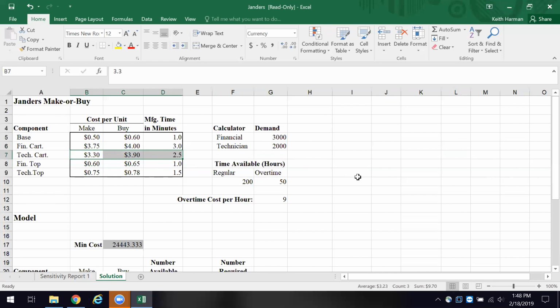Now, we've got to remember that it takes 2.5 minutes to make this component. If those manufacturing time minutes are good, then we have to ask ourselves this question: is there a way I could reduce the manufacturing time and thus create a slack resource? And that'll be up to me and my decisions in terms of what I'm going to do.